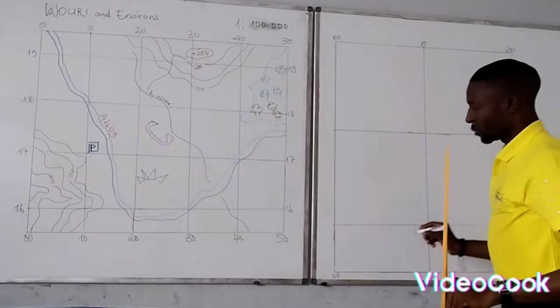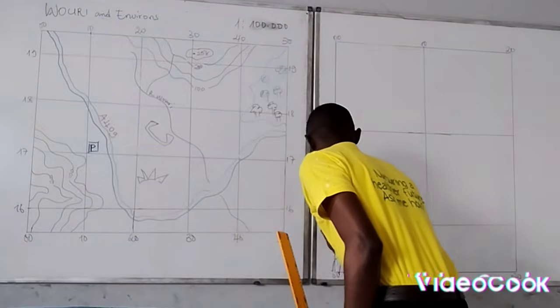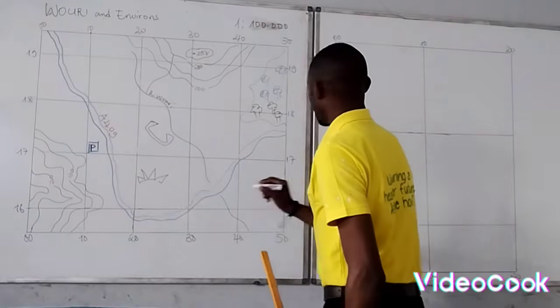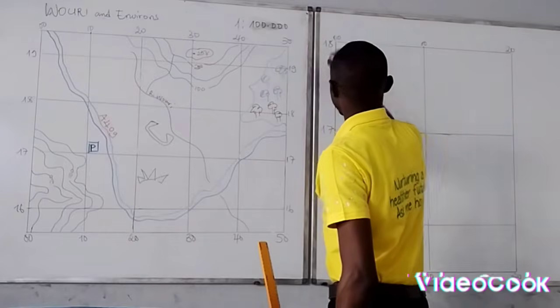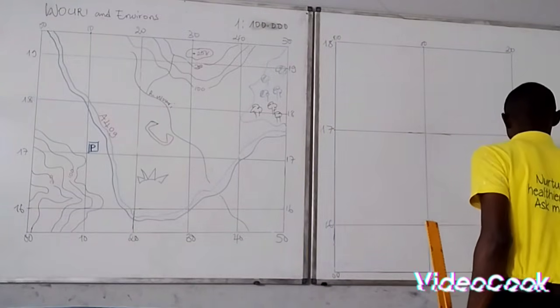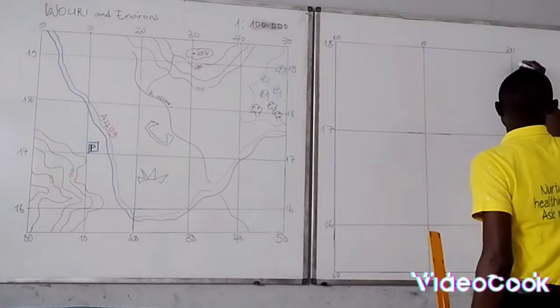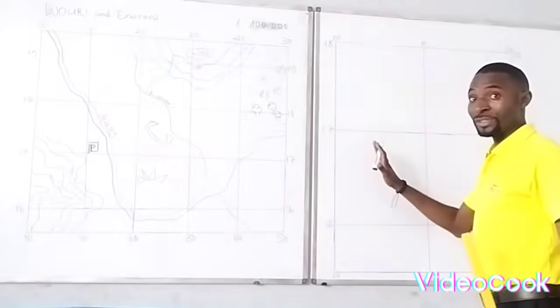Good. Now I'm going to number them too. So we have 16, we have 17, the last one is 18. The same here, we have 16, 17, and 18. I already have the enlarged map portion.